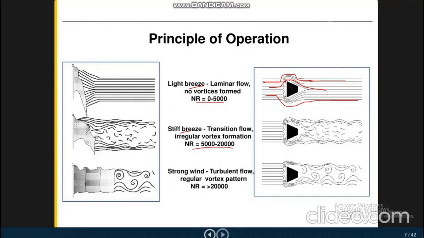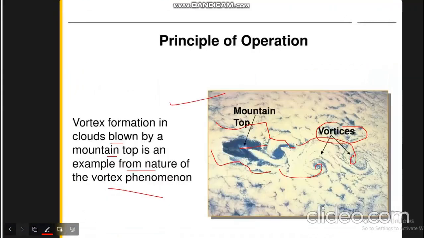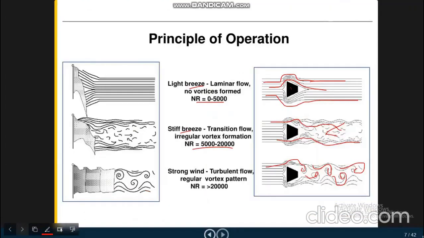We can check it out here, some irregularities form here, like these irregular vortices. And again, in a strong wind, we can see the regular vortex pattern in the turbulent wind flow. We can check it out here. Yes, these are nothing different from the previous one. These are all similar things, and that's all we have to take from the examples in nature.